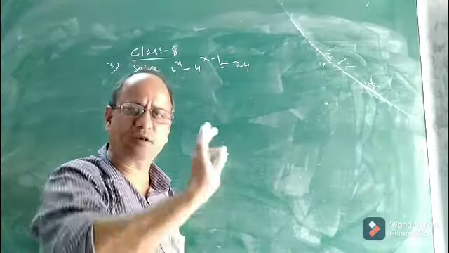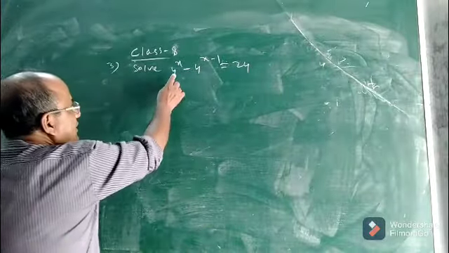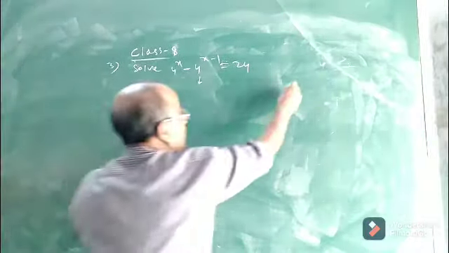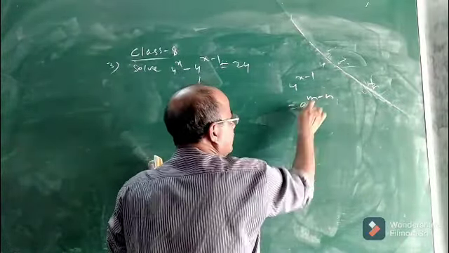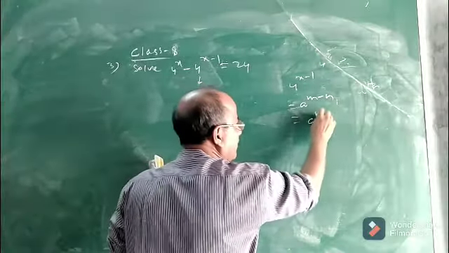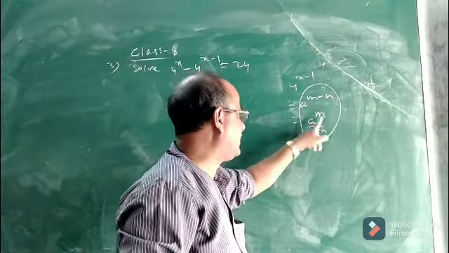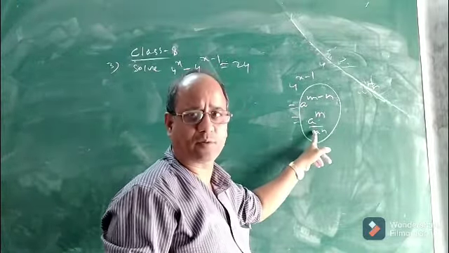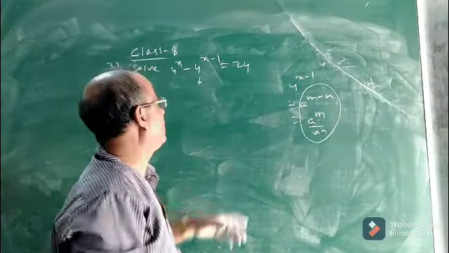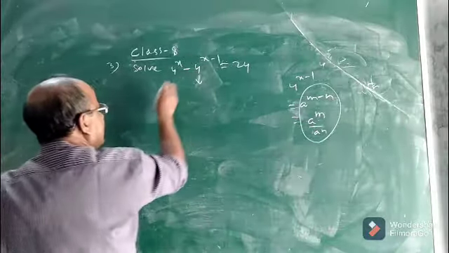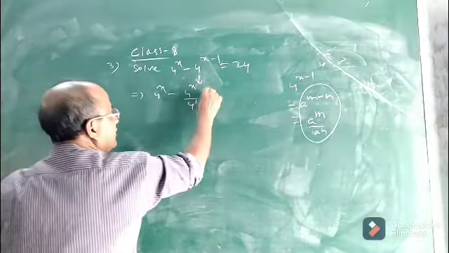Let us see. It can be solved in a variety of ways. I am discussing just one way. See children, look at the second term. It is 4 to the power x minus 1. You know the formula, there is a law: a to the power m minus n is equal to a to the power m by a to the power n. If a term is in this form, we can write it in the form a to the power m by a to the power n. Look at this one. It is given in the form 4 to the power x minus 1. So this can be written as 4 to the power x by 4 to the power 1 equal to 24.